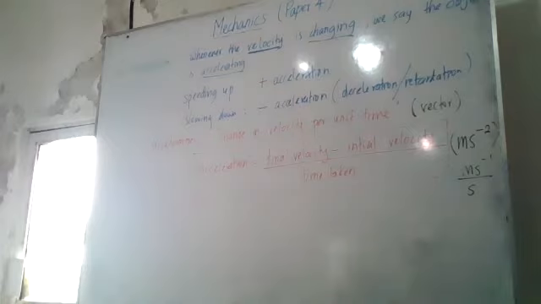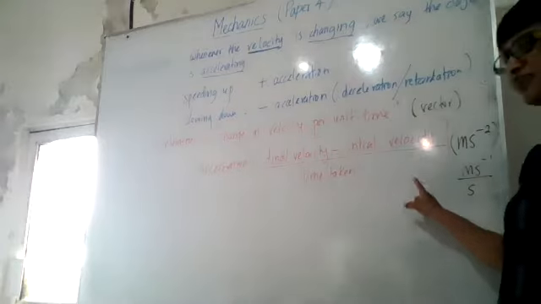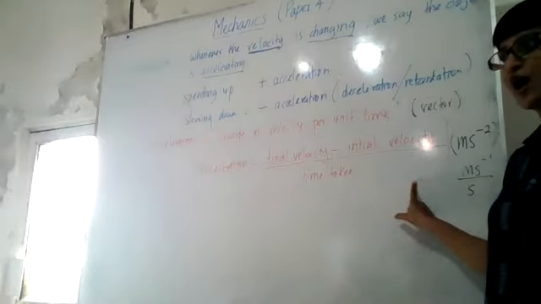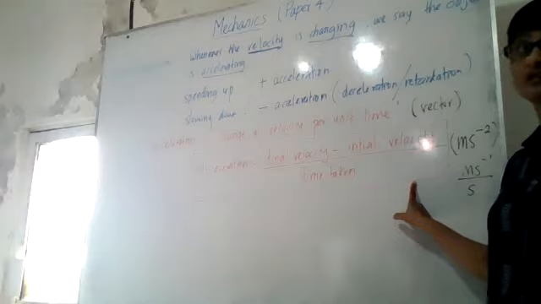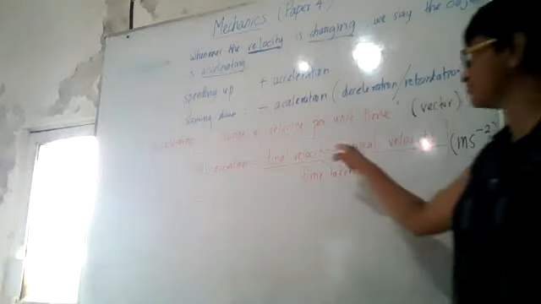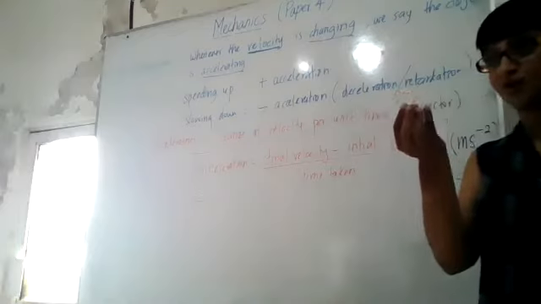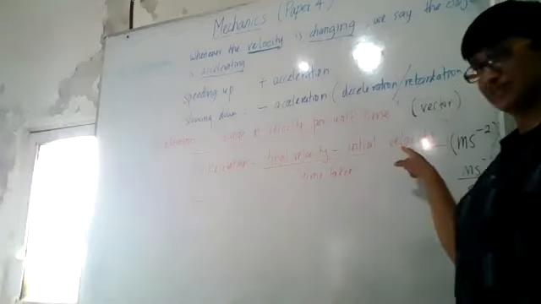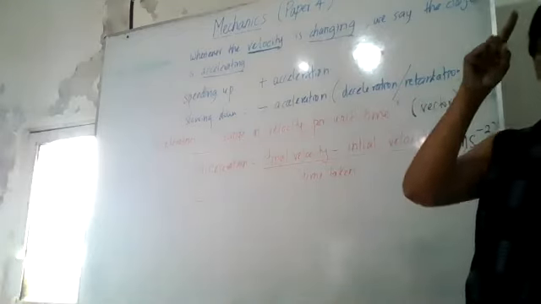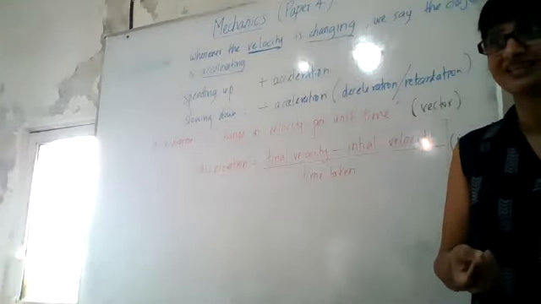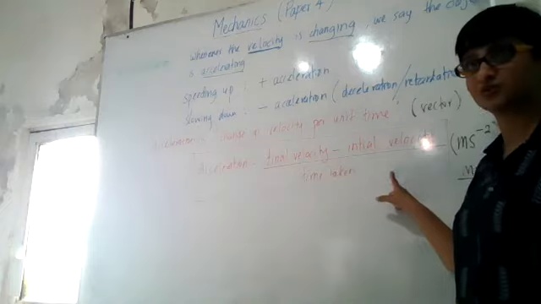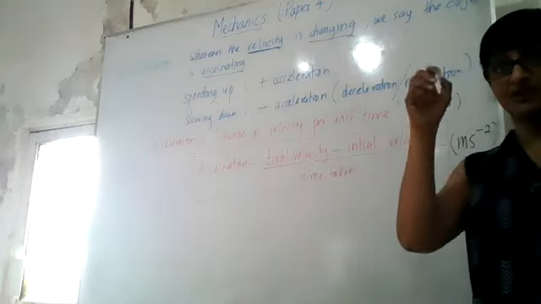And from this formula, you should see how a retardation becomes a negative value. If you are slowing down, your final velocity would be a small number, minus initial would be a bigger number. You get a negative answer. If you are decelerating, when you use this formula to compute acceleration, you are going to get a negative number.